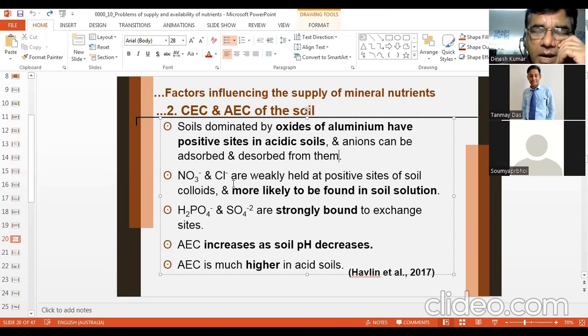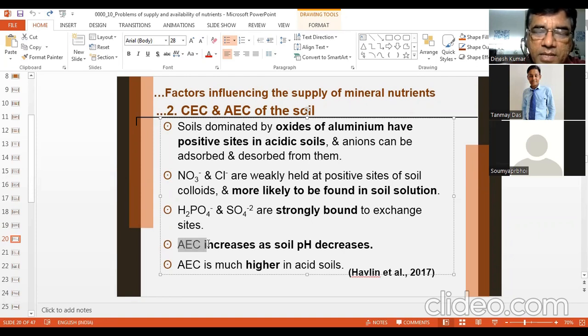Nitrate and chloride are weakly held at the positive sites of the soil colloids. They are attached, but weakly, and are more likely to be found in the soil solution because they are easily movable. They move very fast in the soil. They are mobile in the soil. Phosphate and sulfate are strongly bound to exchange sites. Compared to nitrate and chloride, phosphate, H2PO4, and sulfate are strongly bound to exchange sites.